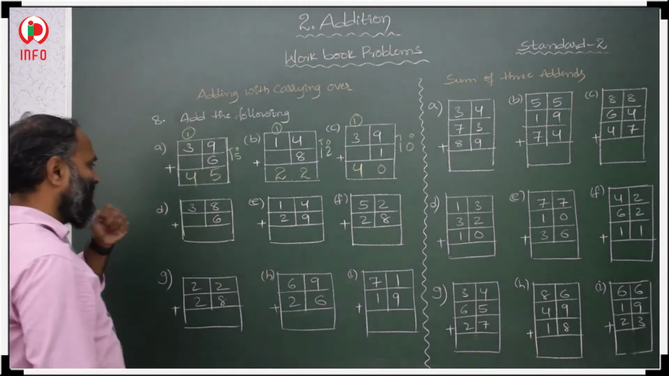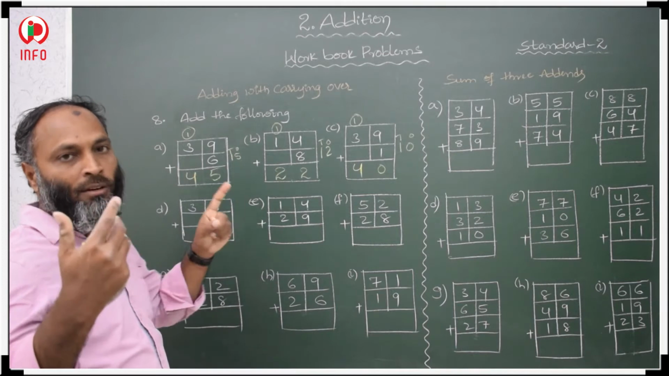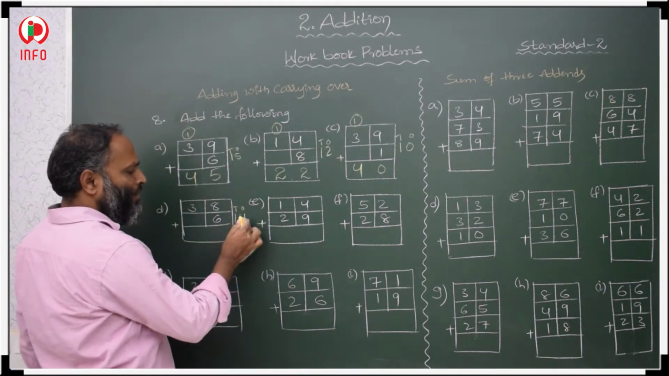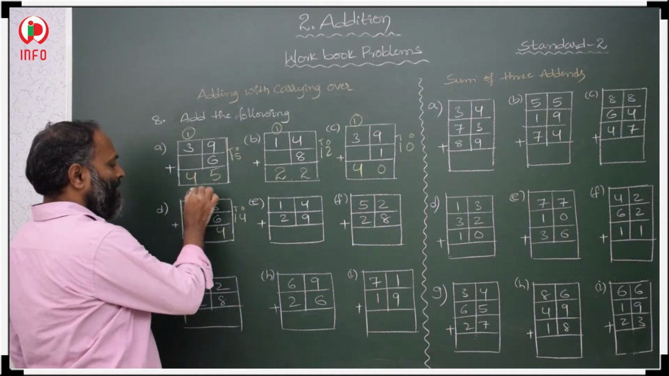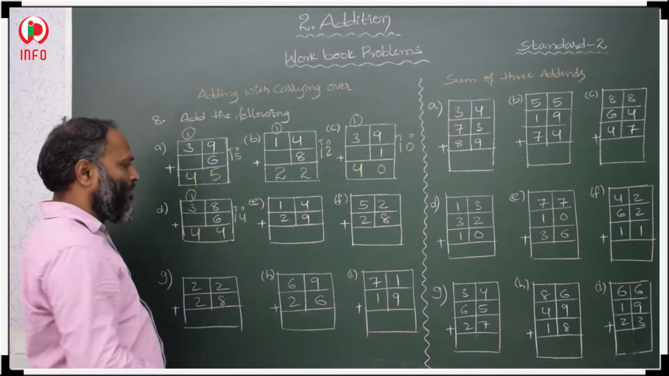In the same way, 8 plus 6, 8, 9, 10, 11, 12, 13, 14. Total 14. 14 means this is ones, this is tens. 4 is in the ones place, 1 is in the tens place. 3 plus 1, 4, 44.